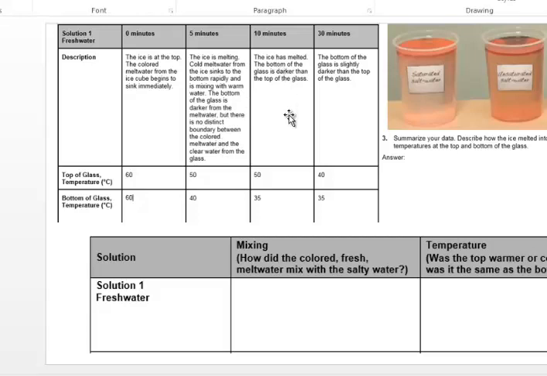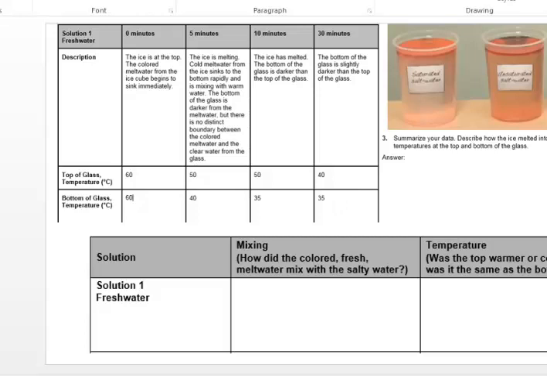At 10 minutes, the ice had completely melted. The bottom of the glass was slightly darker than the top of the glass. And then the same thing was found at 30. Now, temperature at the top of the glass at 30 minutes was 40 and the bottom was 35. So the top ended up actually being warmer than the bottom. So that was different from my hypothesis. I thought the top would be colder.